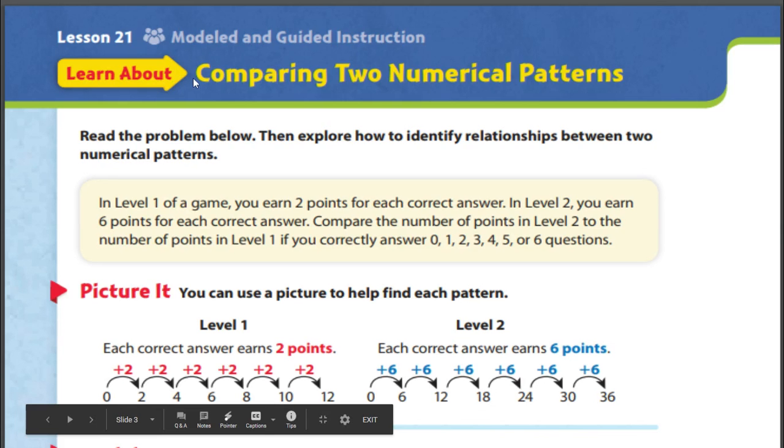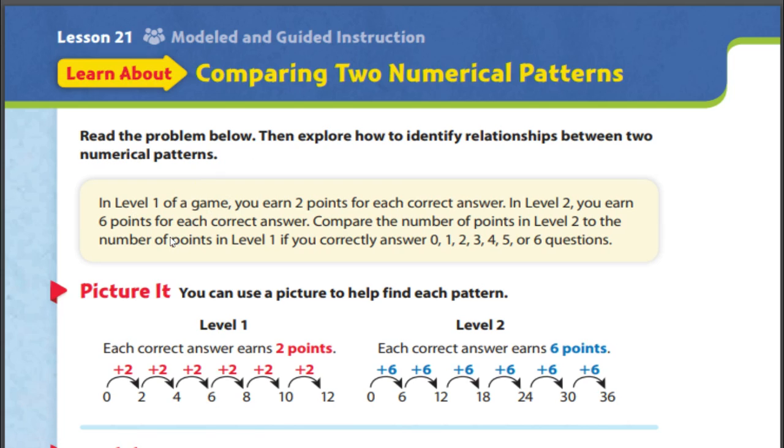So we are comparing two numerical patterns, and then it wants us to read this right here. So in level 1 of a game, you earn 2 points for each correct answer. In level 2, you earn 6 points for each correct answer. Compare the number of points in level 2 to the number of points in level 1 if you correctly answer 0, 1, 2, 3, 4, 5, or 6 questions.